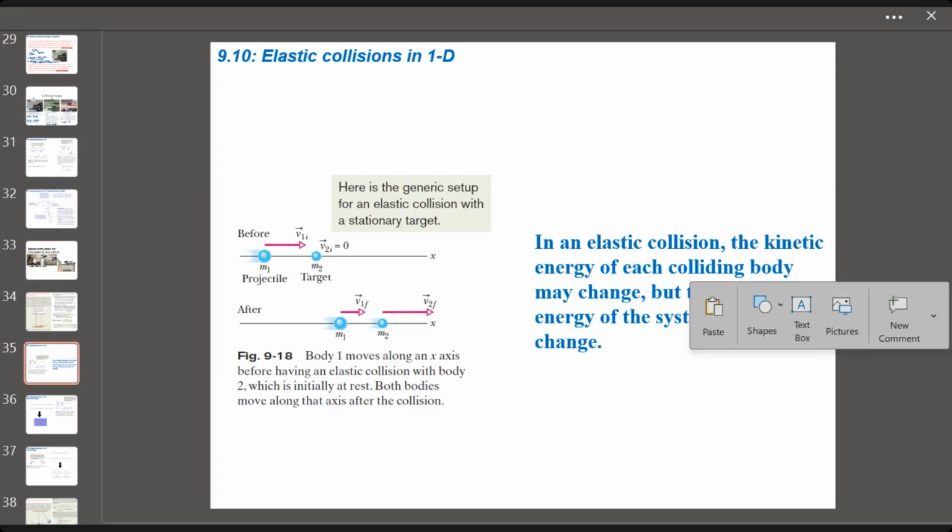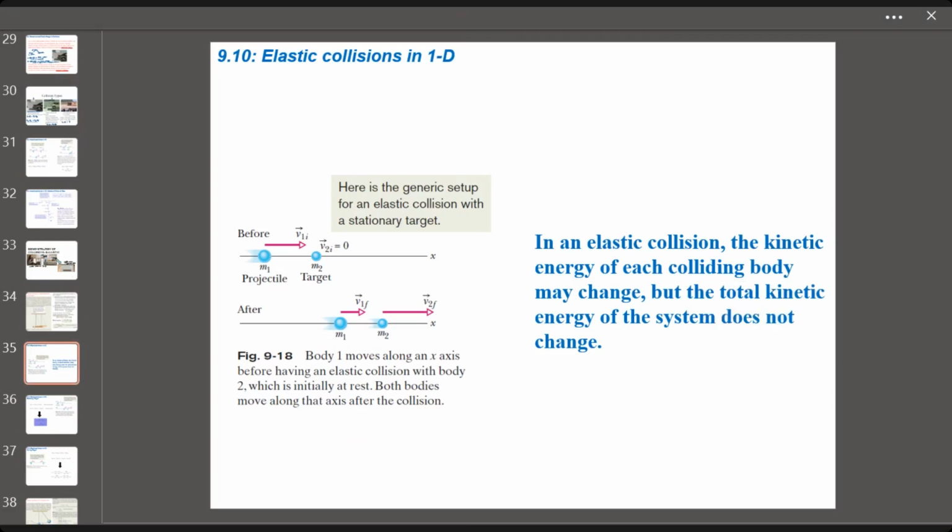So let's check an example of elastic collisions in one dimension. We said that for an elastic collision, we have conservation of both linear momentum and kinetic energy. The total kinetic energy of the system does not change, so I can write K1 initial plus K2 initial equals K1 final plus K2 final. And the linear momentum is conserved as well, so I'll have a second equation, P1 initial plus P2 initial equals P1 final plus P2 final.